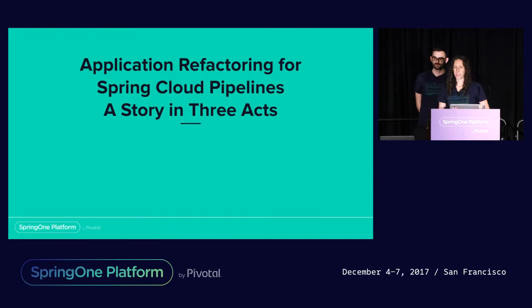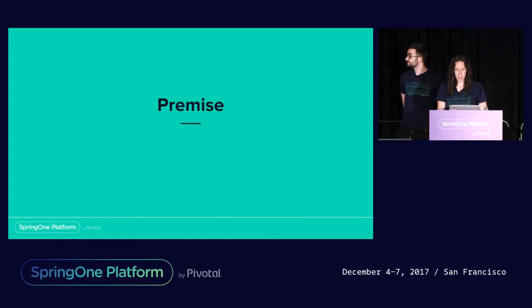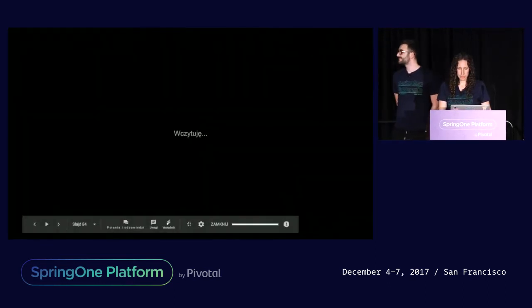So the next question is, you have some apps. How do you make your apps run through the pipeline? So I'm going to tell you an application refactoring for Spring Cloud Pipelines story in three acts. So first, the premise of the story.